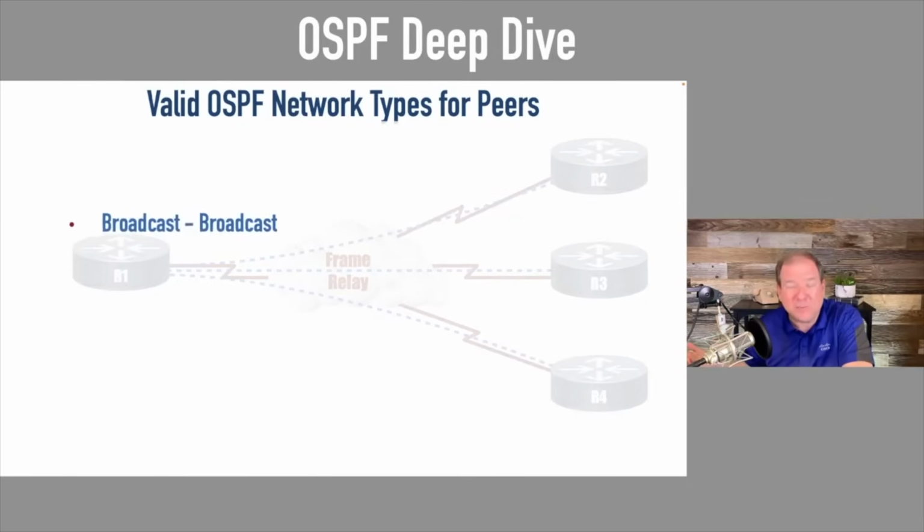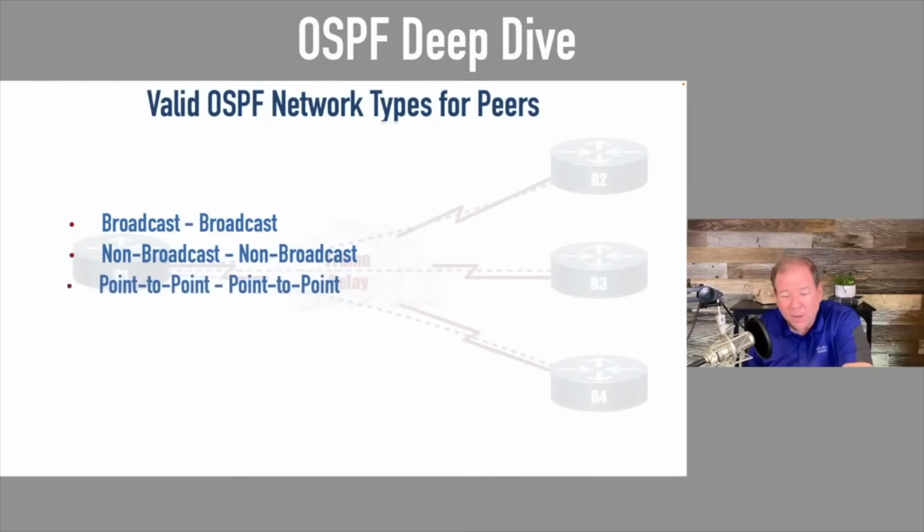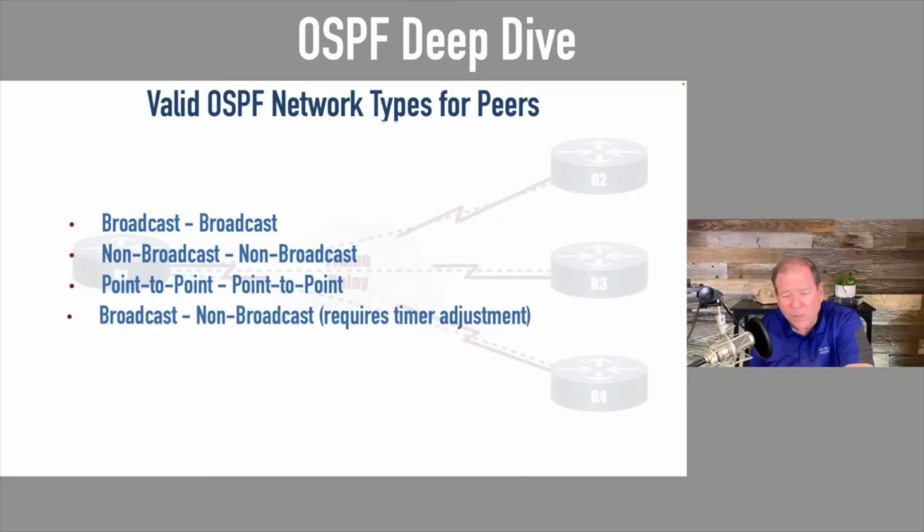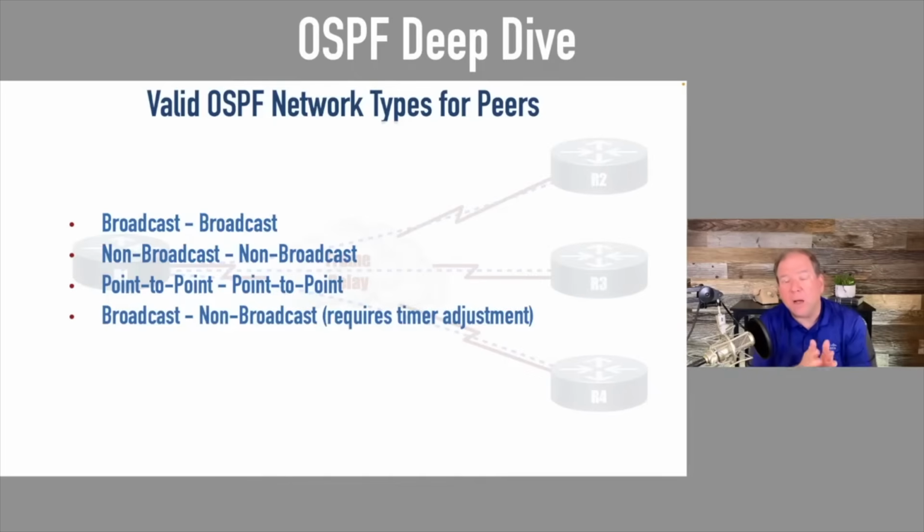Let's go through some options. Obviously, broadcast to broadcast, that's what we have most of the time. So broadcast on R1, broadcast on R2, yeah, we're adjacent, or at least we're a neighbor. What about non-broadcast to non-broadcast? Sure, those match. Point to point to point to multi-point, sure, that matches as well. What about broadcast to non-broadcast? And by non-broadcast, I mean NBMA, non-broadcast multi-access. Actually, you can have a neighbor like that.